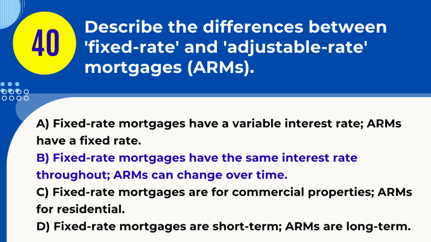Answer: B. Fixed rate mortgages have the same interest rate throughout. ARMs can change over time. Explanation: fixed rate mortgages maintain the same interest rate for the entire loan term, while adjustable rate mortgages have an interest rate that can change based on market conditions.